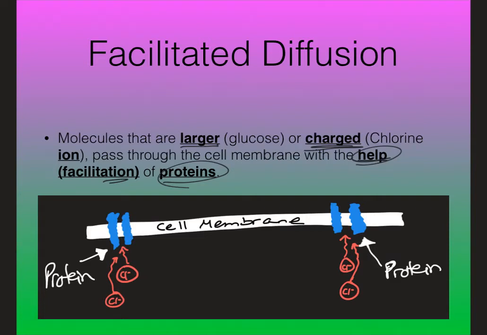Looking at the picture down here, for example, we have a chlorine ion, which is negatively charged. Because it's charged, it can't just pass through the cell membrane the way we saw in diffusion. So it uses this protein right here, and that protein allows it to maneuver its way through to the other side of the cell during this molecular transport. To help us remember facilitated diffusion, with the L of facilitated, we can put help, and with the P, we're going to write protein. So facilitated diffusion is the passage of these molecules with the help of a protein.